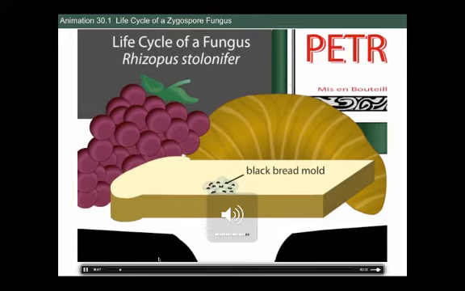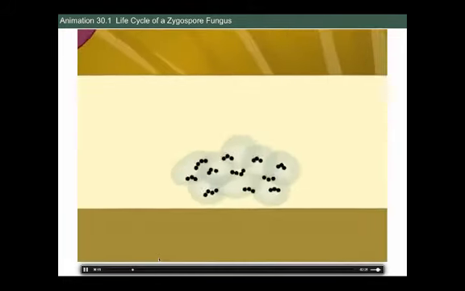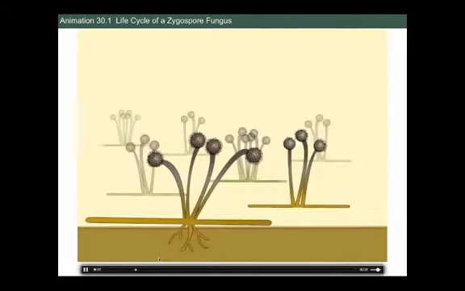Consisting of asexual and sexual reproductive phases. Here, we examine the life cycle of the black bread mold, Rhizopus stolonifer. The black speckles that Rhizopus produces on bread are capsules called sporangia that the fungus produces through asexual reproduction. The fungus consists of a network of filaments called hyphae that penetrate the bread and absorb nutrients.